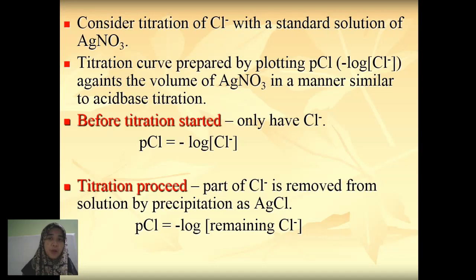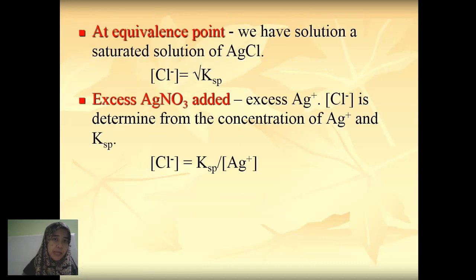Before we plot the curve, similar to the acid-base reaction, we must identify at least 4 points, which are before the titration started, before the equivalent point, the equivalent point, and finally the excess of the titrant.